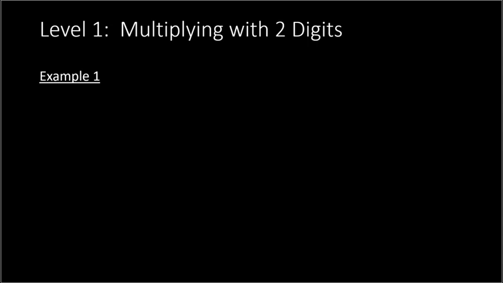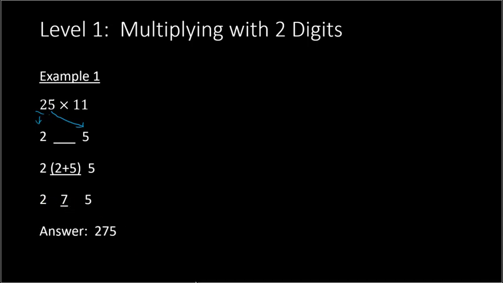type problem. This is the most basic kind, and here we have our first example, where we multiply 25 times 11. What we do is we take the 2, that's going to be your first number, and the last digit will be your last number. And then the middle digit we find by simply adding the 2 plus 5. So we add 2 plus 5, and that gives you 7 for the middle term. So the answer would be 275.